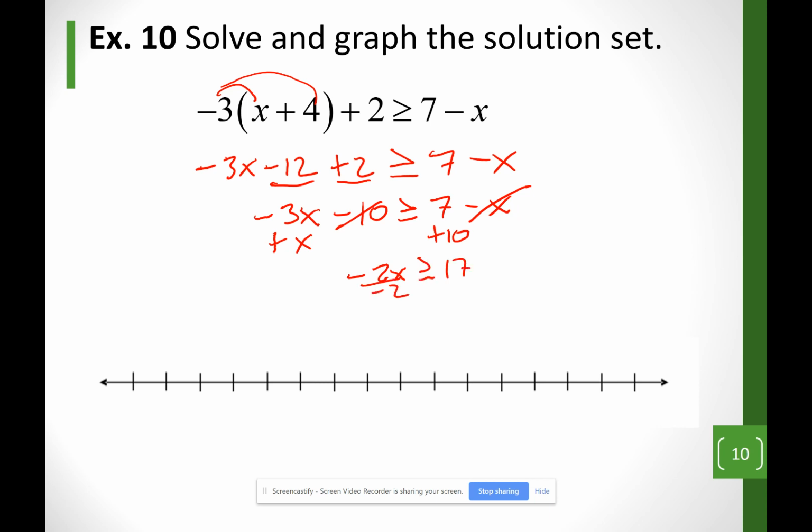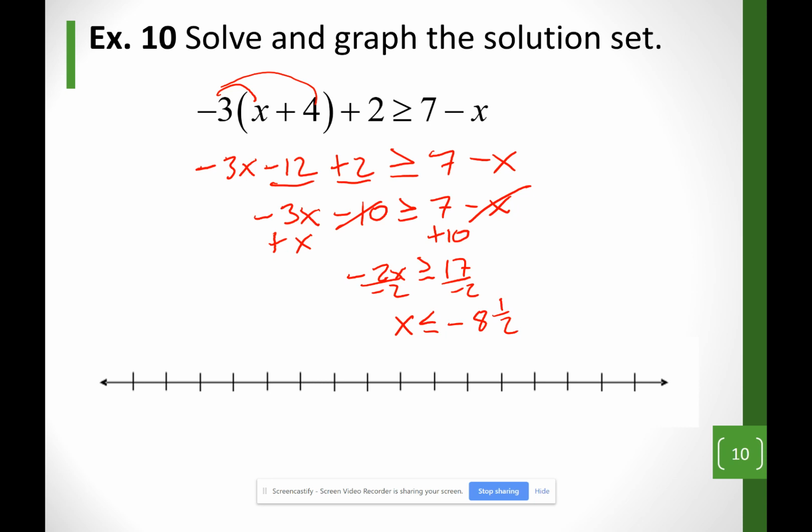Divide both sides by negative 2. Keep in mind I said negative 2. So I'm going to have x is less than or equal to. I flip my arrow because I divided by a negative. Now 17 over 2 is the same thing as, what's a negative? As a negative 8 and 1/2.